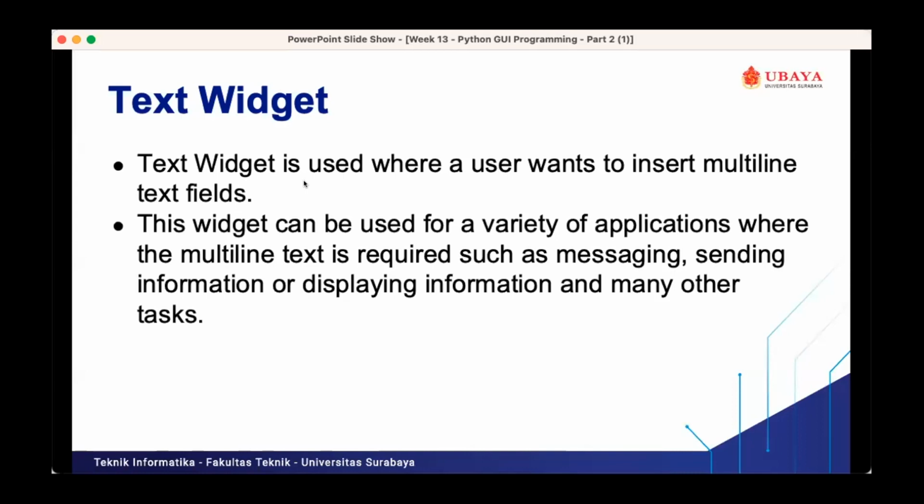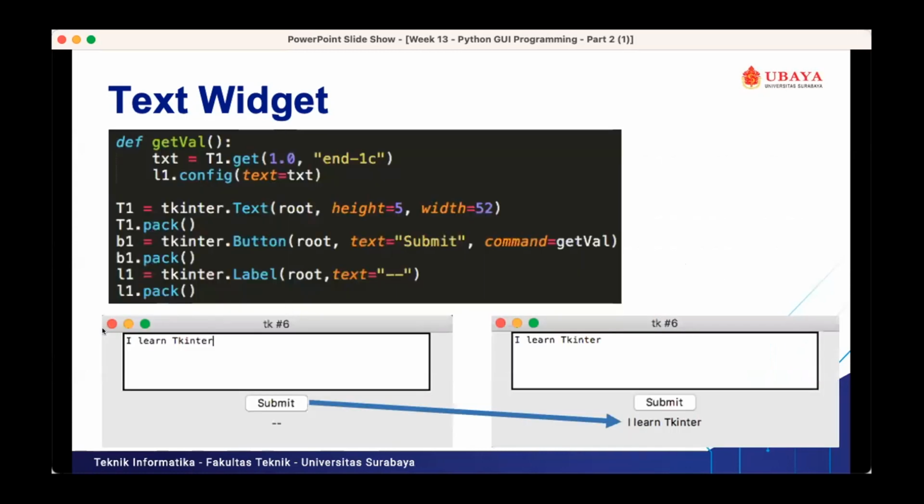Okay, so the next one is the text widget. Text widget is used where a user wants to insert multi-line text fields. This widget can be used for a variety of applications where multi-line text is required, such as messaging, sending information, or displaying information, and many other tasks. So as you can see, this is the text widget. Yeah, it can receive the inputs from the user in multi-line form. Then in this example, when the user presses the submit button, it will print in this label. So how to create this UI?